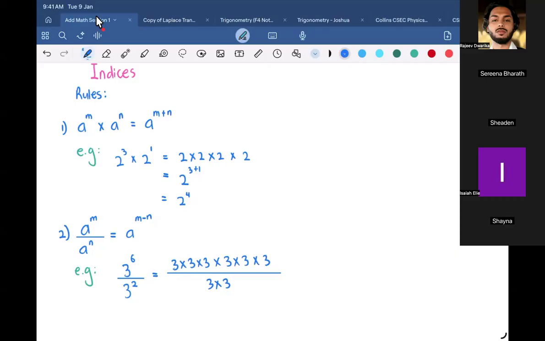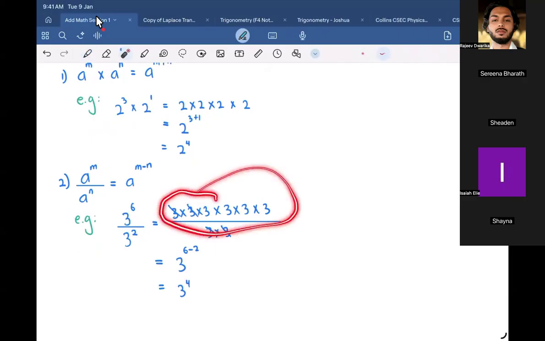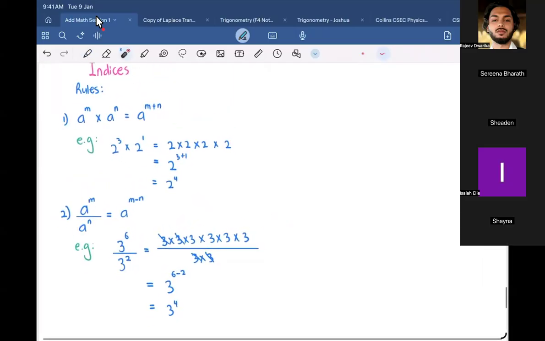Can you see directly where the minusing comes from? Yes, because you're canceling off. And so you end up with 3 to what power? 3 to the power 4. Right, which is the same thing as 6 minus 2, 3 to the power 4. So do you want to do this in the exam or just do this? The second. I agree. So copy those rules down.